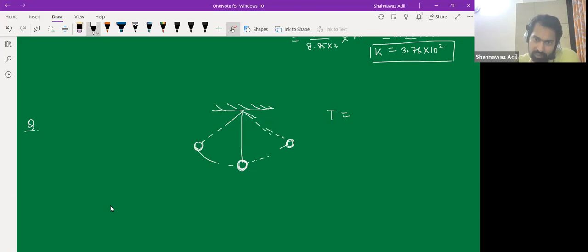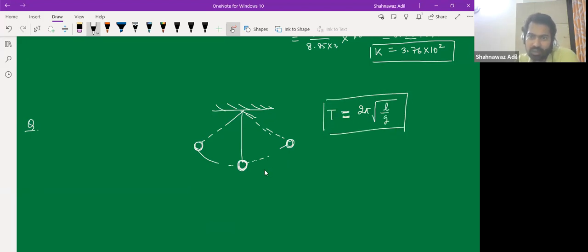What is the time period of the simple pendulum? Yeah, this you guys did in the dimensional analysis. So what is the time period, guys? I don't remember, it was something 2 pi. Yeah, 2 pi, yes. 2 pi root L by G. Is that clear? Okay.